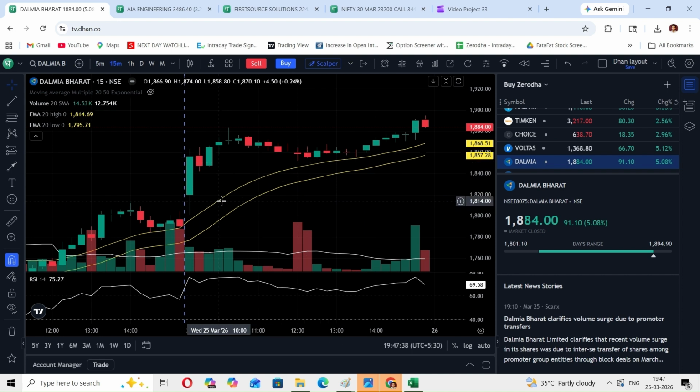But what you need to ensure is that you always look for the entry when your stop loss is minimum. Your stop loss should not exceed 1%. Mostly it should be between 0.5 to 0.75%, so that you will get a high risk reward.